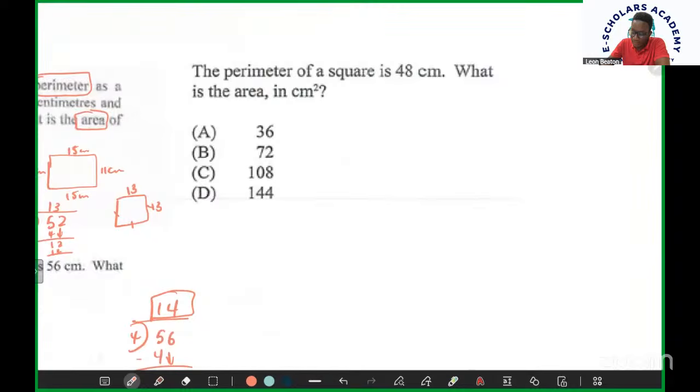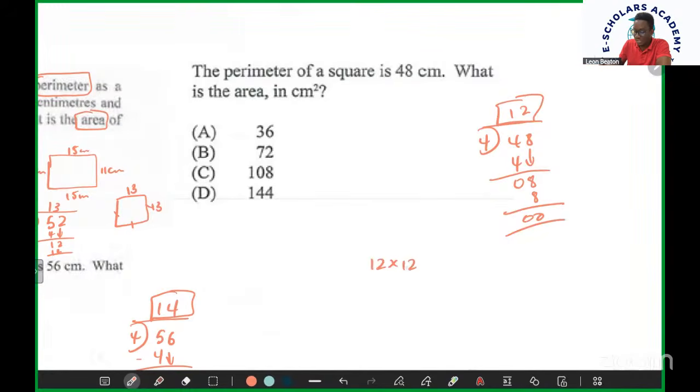Another similar one. The perimeter of a square is 48 cm. What is the area? We know the perimeter is the sum of the four sides, which is 48. To find one side, that will help us find the area. 48 divided by 4: 4 goes into 4 one time, 1 times 4 is 4, that leaves 0. You bring down the 8. 4 goes into 8 two times, 4 times 2 is 8, leaving 0. So one side is 12. Hence the area of the square would be 12 times 12, and we learned this in primary school to be 144.